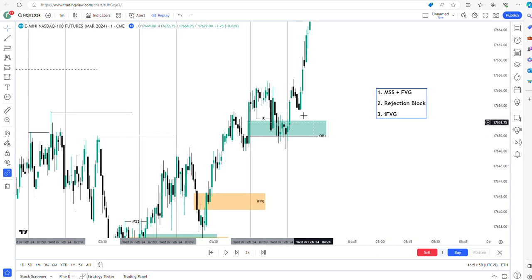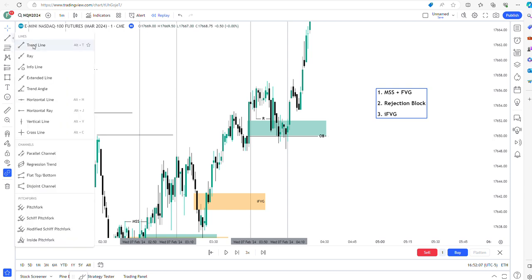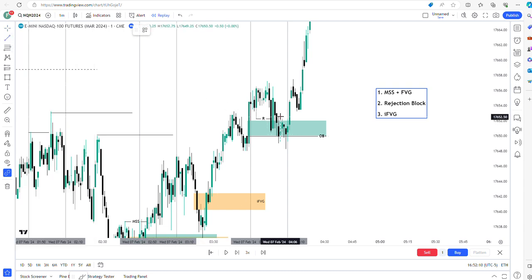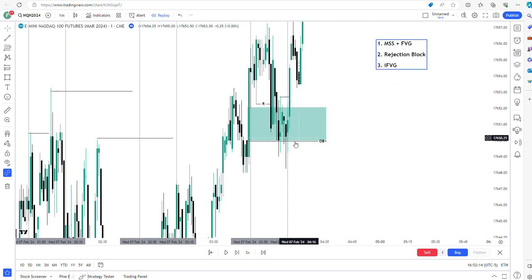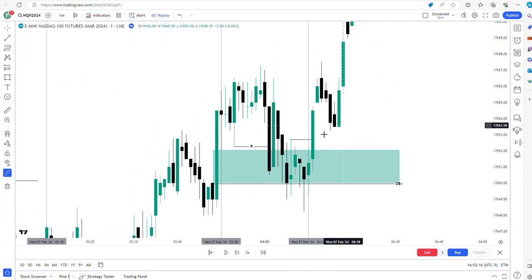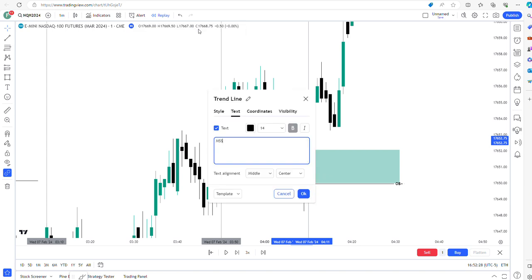So how you could have used this macro is, even if you didn't enter from here, you wait for a displacement candle up. Now, technically, this candle here is a market structure shift. The reason why, let me zoom in and show you guys, is because this candle actually forms a swing high. That candle's high is higher than this candle's high, and this candle's high. So technically, above this candle's high is a market structure shift.